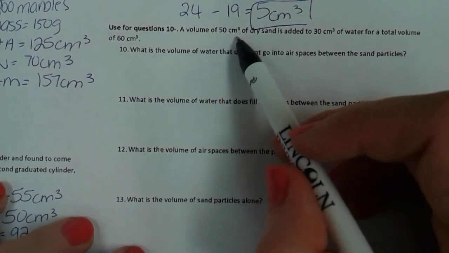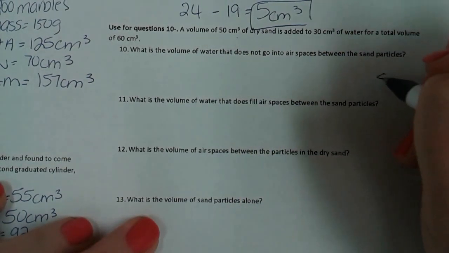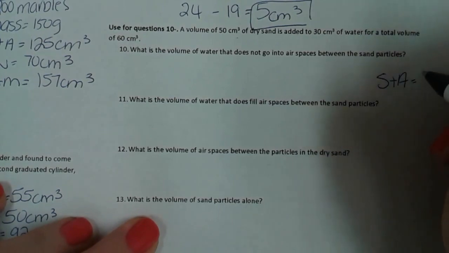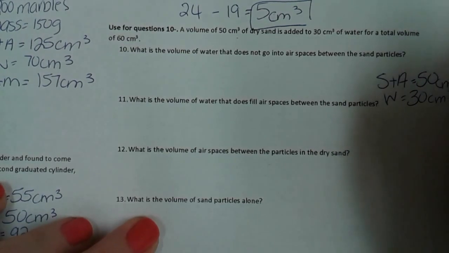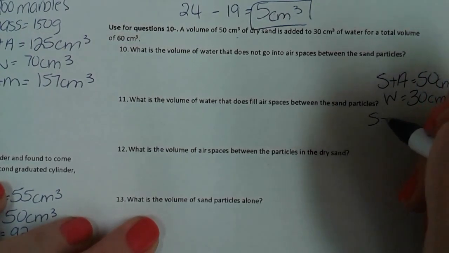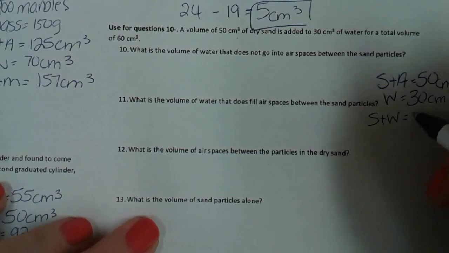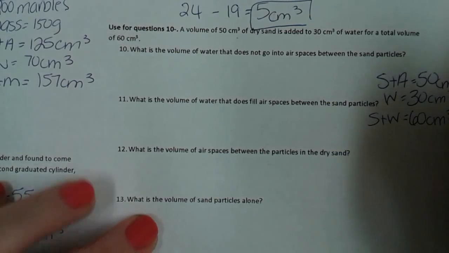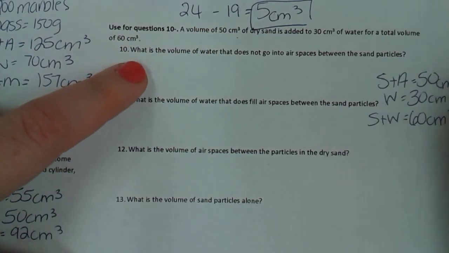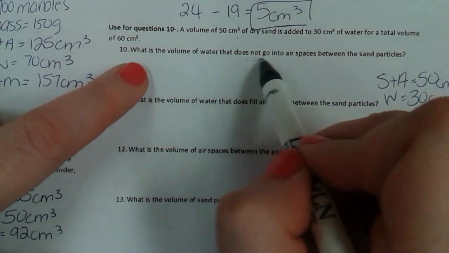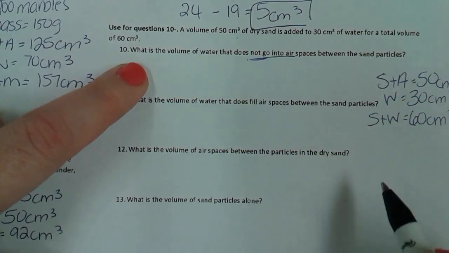Okay, so now we have sand plus air is equal to 50. We're going to add it to water of 30. And then now the sand plus water is 60. So what is the volume that does not go into the air spaces?